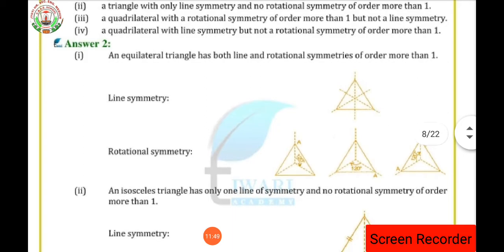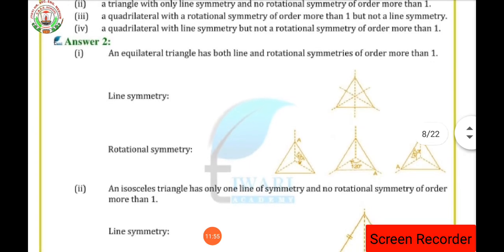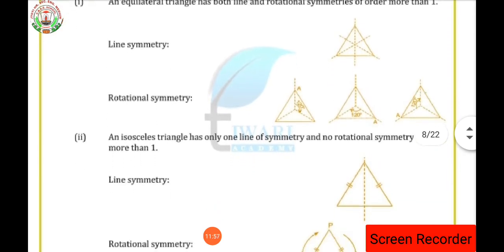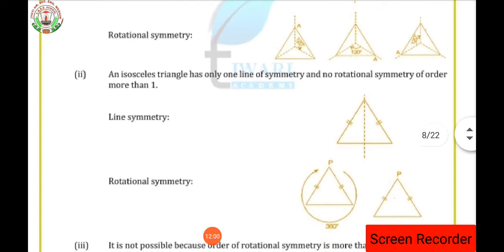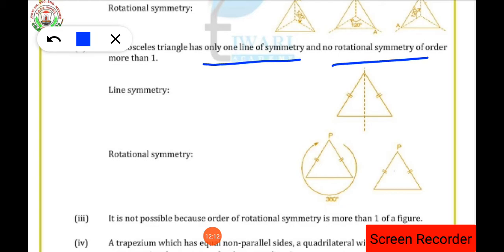Clear? Now in the second part of question number 2, it is said that a triangle with only line symmetry, no rotational symmetry of order more than 1. Which triangle will it be? Of course it will be an isosceles triangle. An isosceles triangle has only one line of symmetry and no rotational symmetry of order more than 1 is present. Means it has no rotational symmetry, so where will the order come from? Okay, so the line of symmetry is here. As we know, an isosceles triangle has any 2 sides equal, so one line of symmetry is possible.